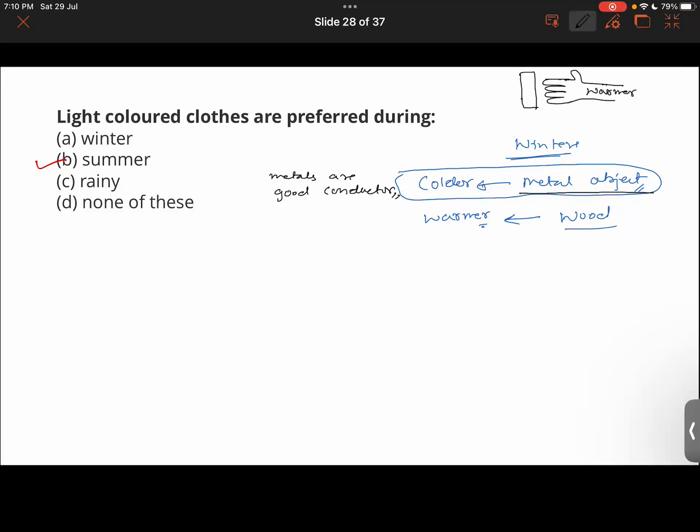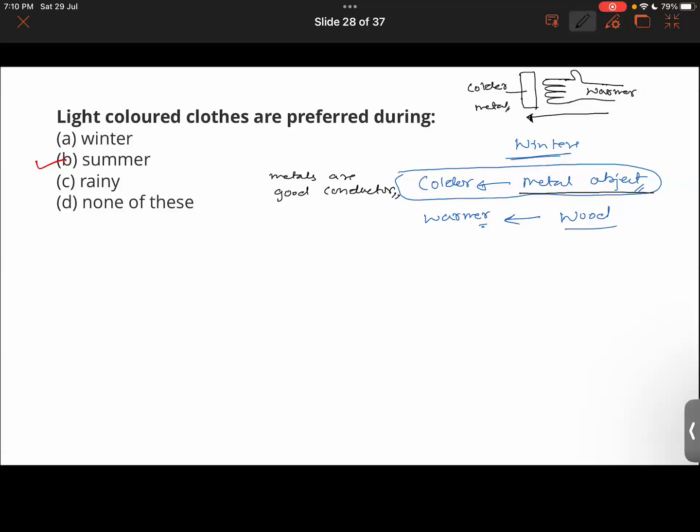We know that flow of heat takes place from a warmer region to a colder region, guys. So when we are touching this colder object, the metal here, there's flow of heat from our hand to this cold metal. So we are losing heat, and by losing the heat, our hand feels cold.